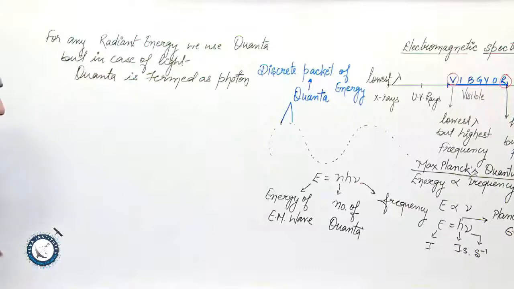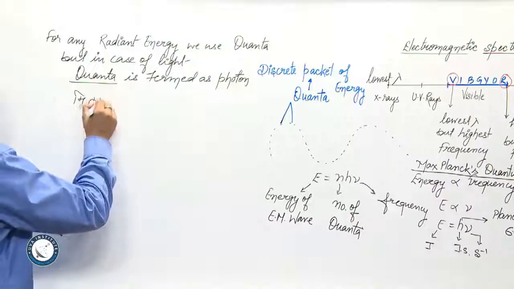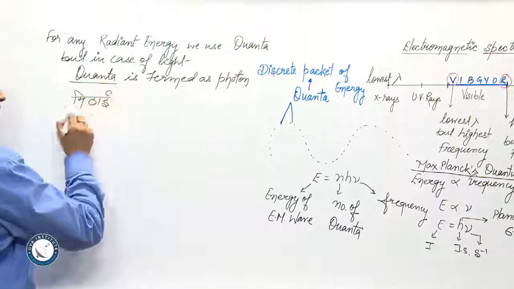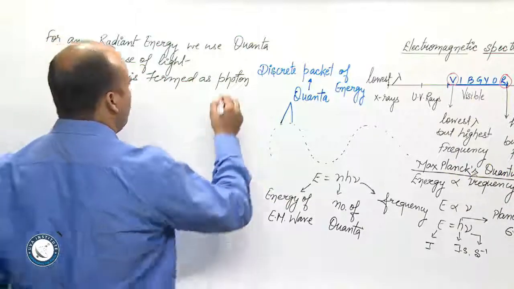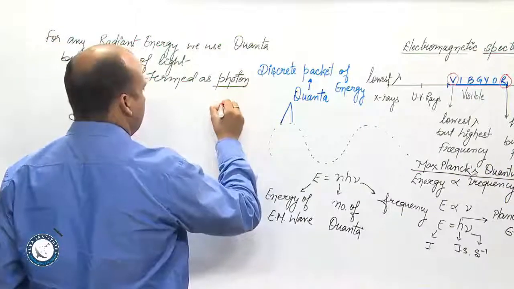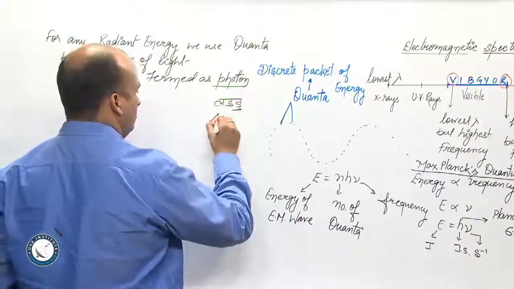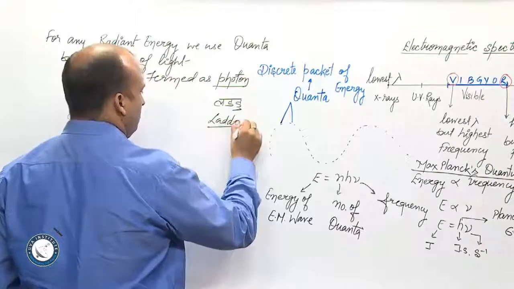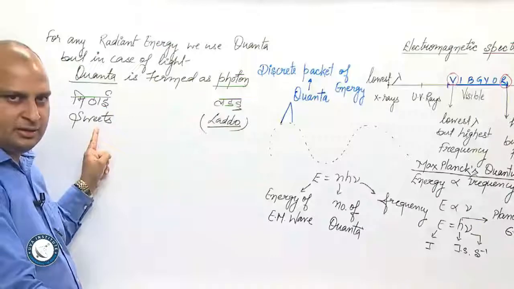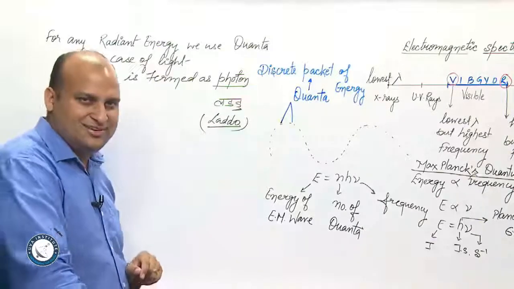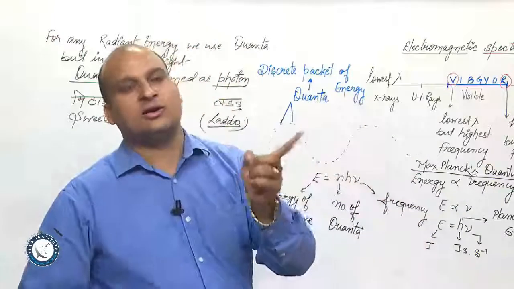Okay. So what is quanta? Quanta is mithai or sweets, and photon is laddu. So every laddu is a mithai, but every mithai is not laddu. So every photon is a quanta, but every quanta is not a photon.